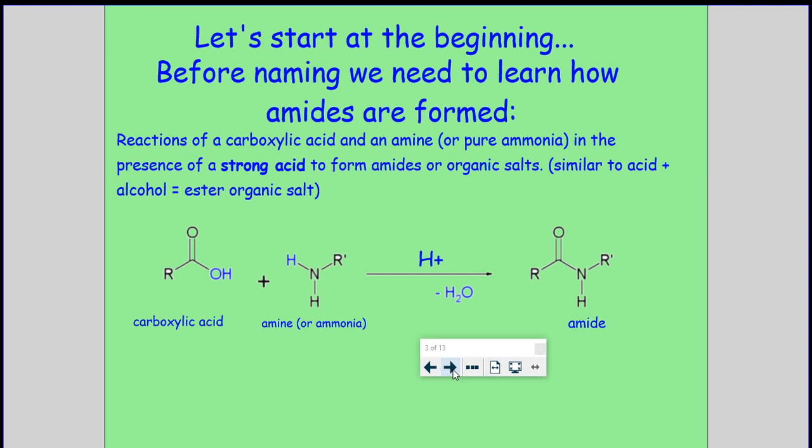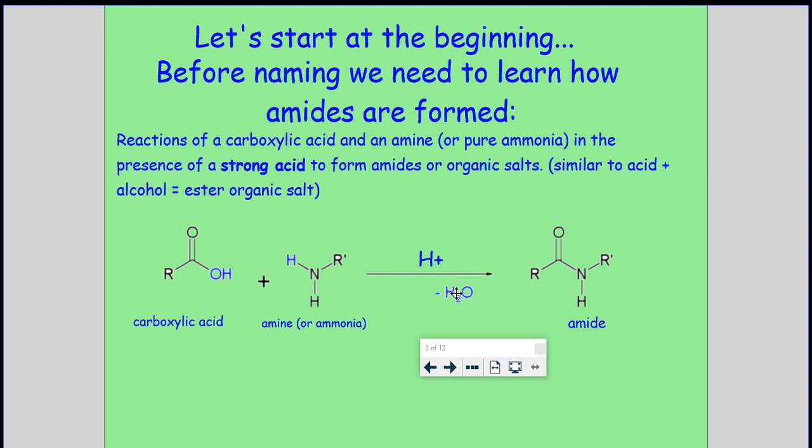So like esters, we're going to look at how amides are formed first because it's going to help us figure out how to name them. The formation, or synthesis, of an amide begins with a carboxylic acid, and that's where we get that carbonyl group. Then we have an amine, or you could just have ammonia if you want to form a primary amide. We'll get to the different kinds of amides and how they're formed in the next slide. But it's carboxylic acids and an amine or ammonia in the presence of a strong acid.